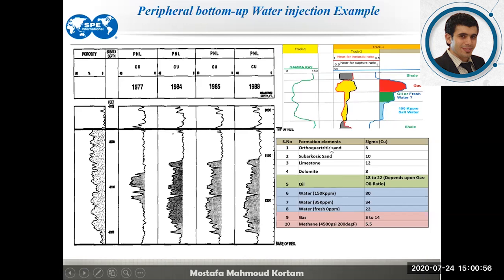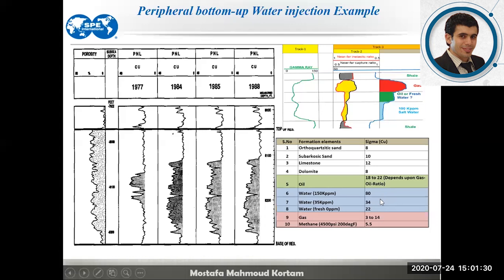For the oil, the sigma should be from 18 to 22. Saline water with a high salinity should give a higher sigma. So this contrast would be the key element of differentiating between the oil and water. Still, for water that has a moderate or modest salinity, the difference still exists and you can differentiate. But if you have fresh water or very low water salinity, at that time you are not able to differentiate between the oil and water utilizing the sigma.